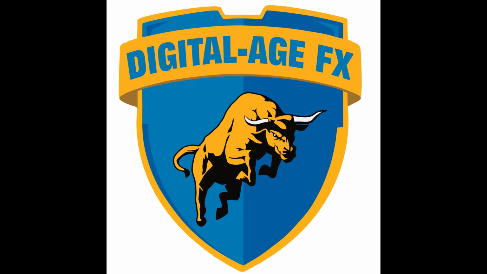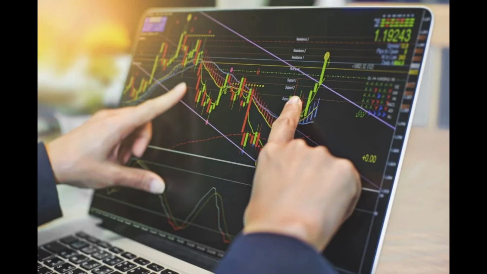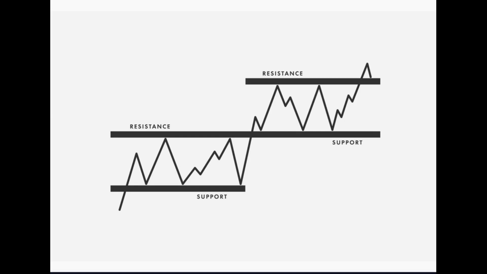In today's video we will talk about support and resistance. Support and resistance is one of the most widely used concepts in trading. Strangely enough, everyone seems to have their own idea of how you should measure support and resistance. Let's take a look at the basics first. Look at the diagram above.